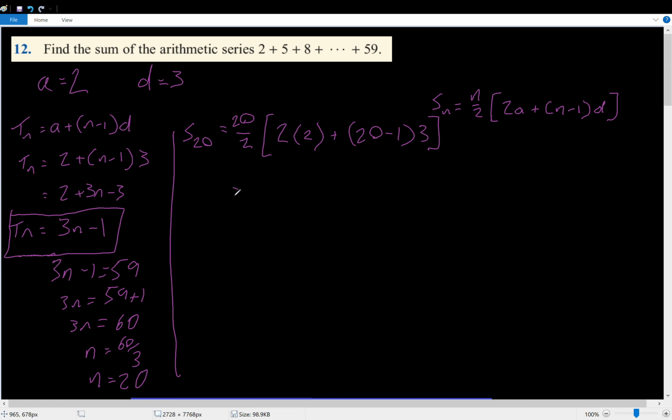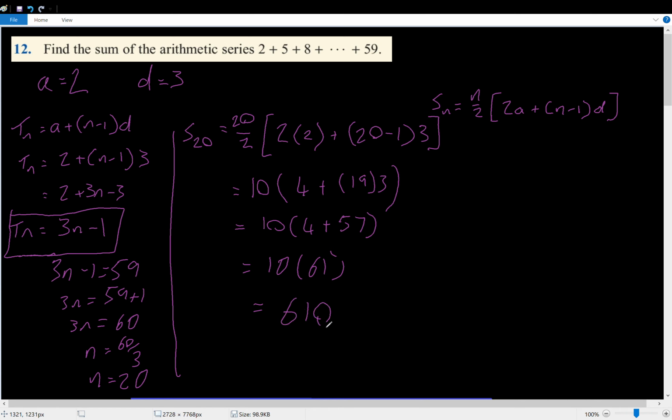If we work this out, it's going to be 10 times 4 plus 19 times 3. So that's going to be equal to 10 times 4 plus 57. So it's going to be 10 times 61, which is equal to 610. So the sum of that arithmetic series is going to be 610. That is what you would get if you added up all the numbers from 2 to 59 in this series. And that is that.